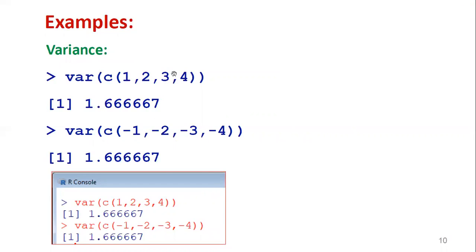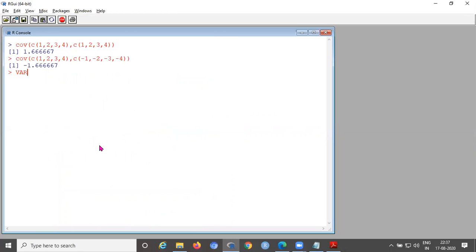Same for positive and negative: irrespective of positive or negative, it gives the result as positive. Why? Because it has a square. So variance gives a positive value only. Now we'll also try variance of c of 1, 2, 3, 4. Even for negative values, it gives a positive value because it has a square. Anything with a square gives a positive sign only. Now you can see positive 1.66. So this is covariance and variance.